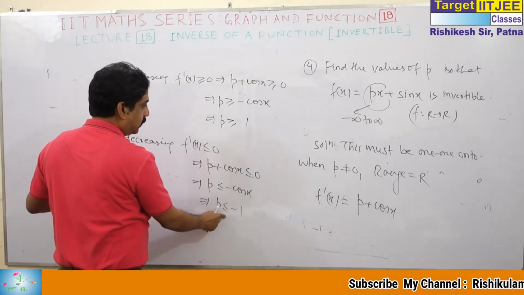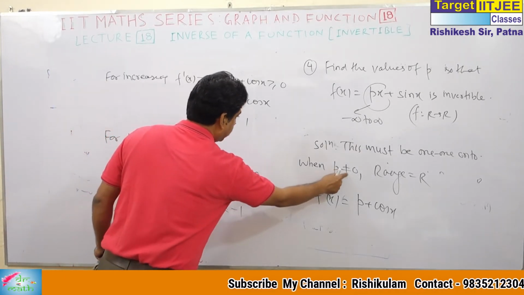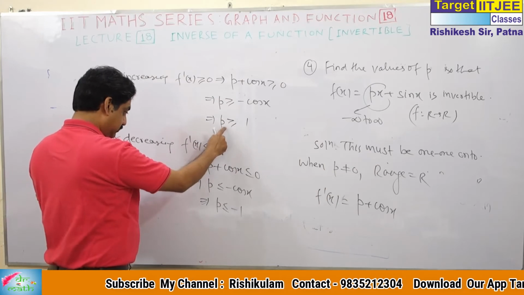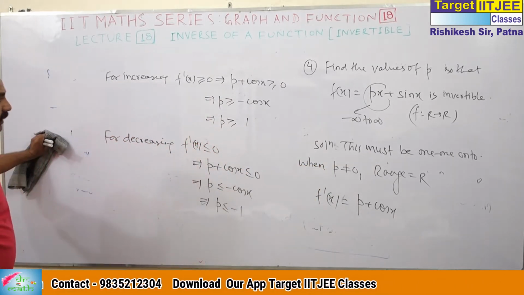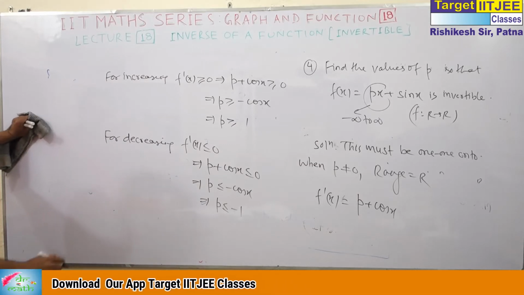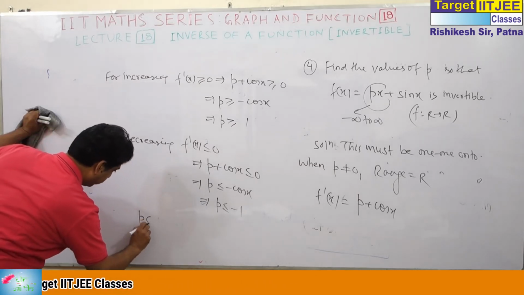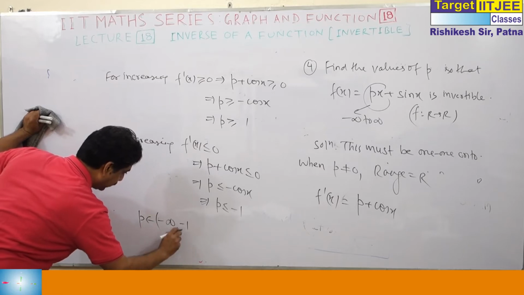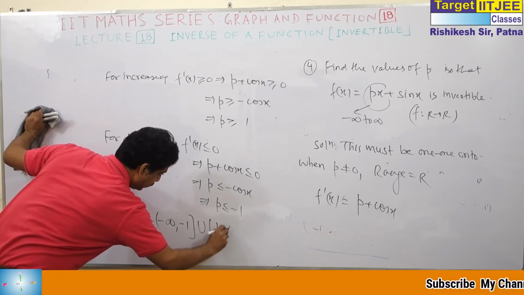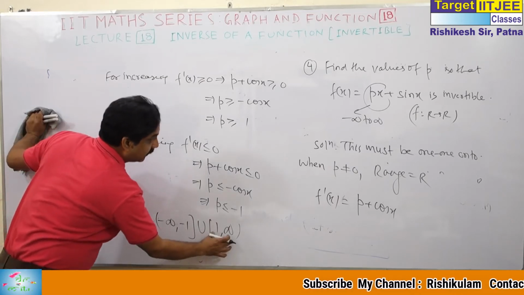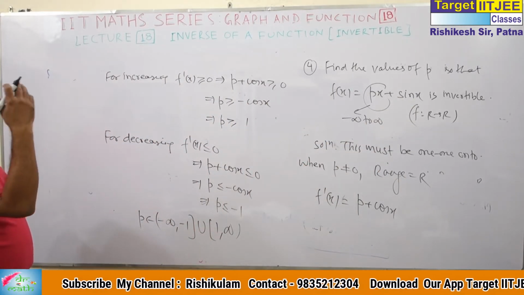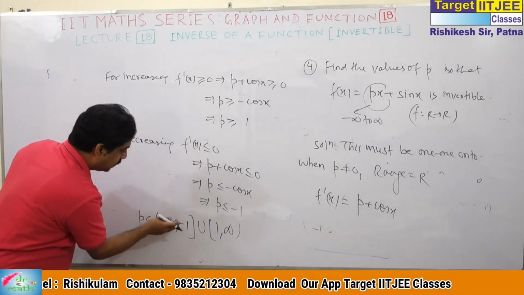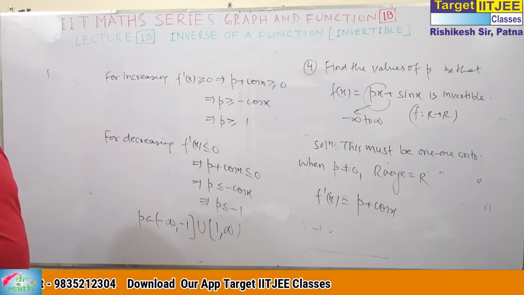Both cases do not contain p equal to 0. So what is the required condition? p belongs to minus infinity to minus 1, union 1 to infinity. In this interval the function is entirely increasing, so invertible. In the other interval it is entirely decreasing, so invertible.